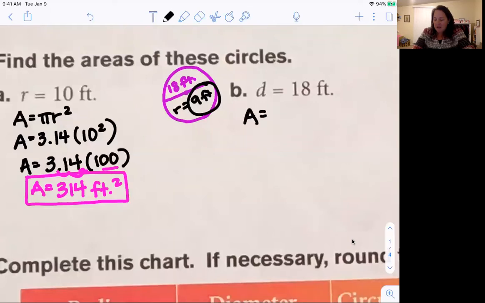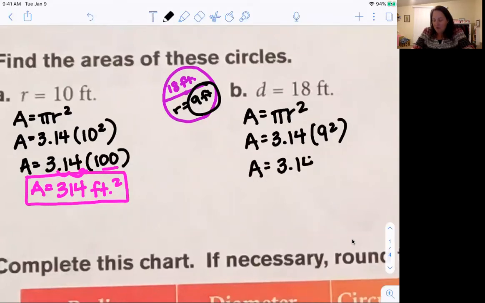A equals pi r squared. A equals 3.14 times 9 squared. Is it 9 times 2 or 9 times 9? If you said 9 times 9, excellent job. A equals 3.14 times 81. Good job. Okay, I'm going to come over here and do this multiplying.